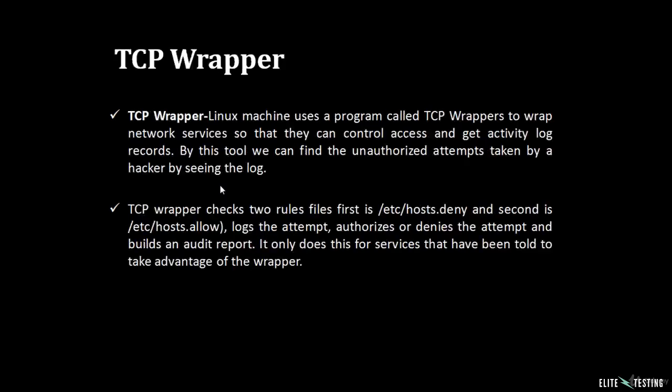Now, Linux machines use a program called TCP wrappers to wrap network services so that they can control access and get activity log records. By this tool, we can find the unauthorized attempts taken by a hacker by seeing the log. TCP wrapper checks 2 rules. The first one is /etc/hosts.deny and the second is /etc/hosts.allow. It logs the attempt, authorizes or denies the attempt, and builds an audit report. It only does this for services that have been told to take advantage of the wrapper.